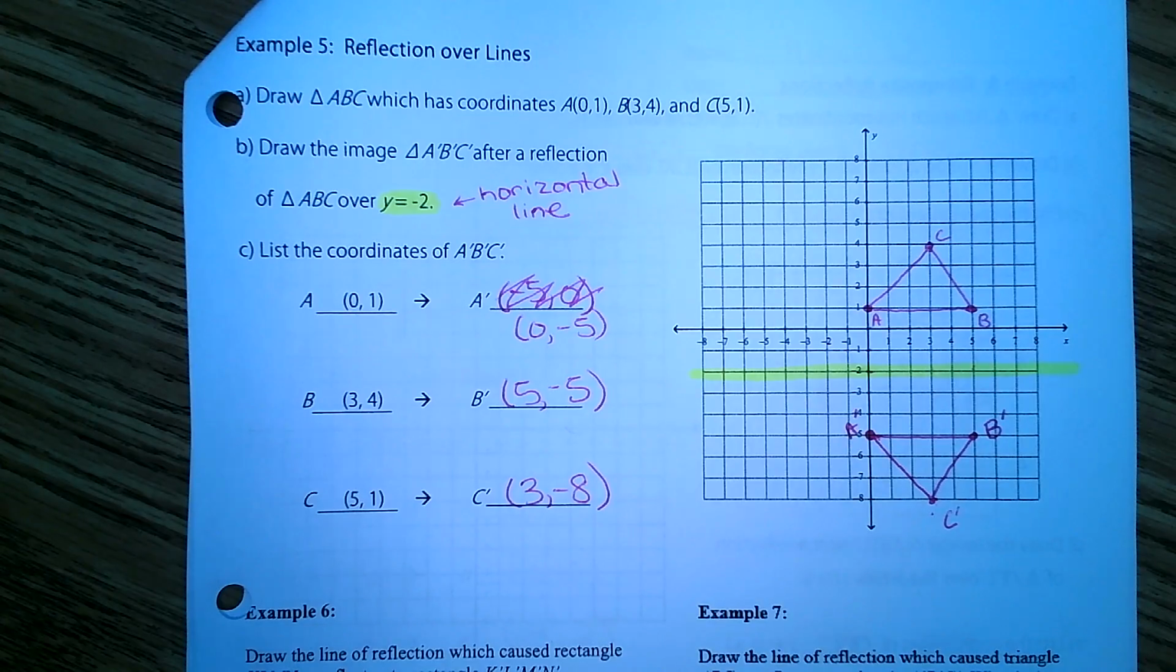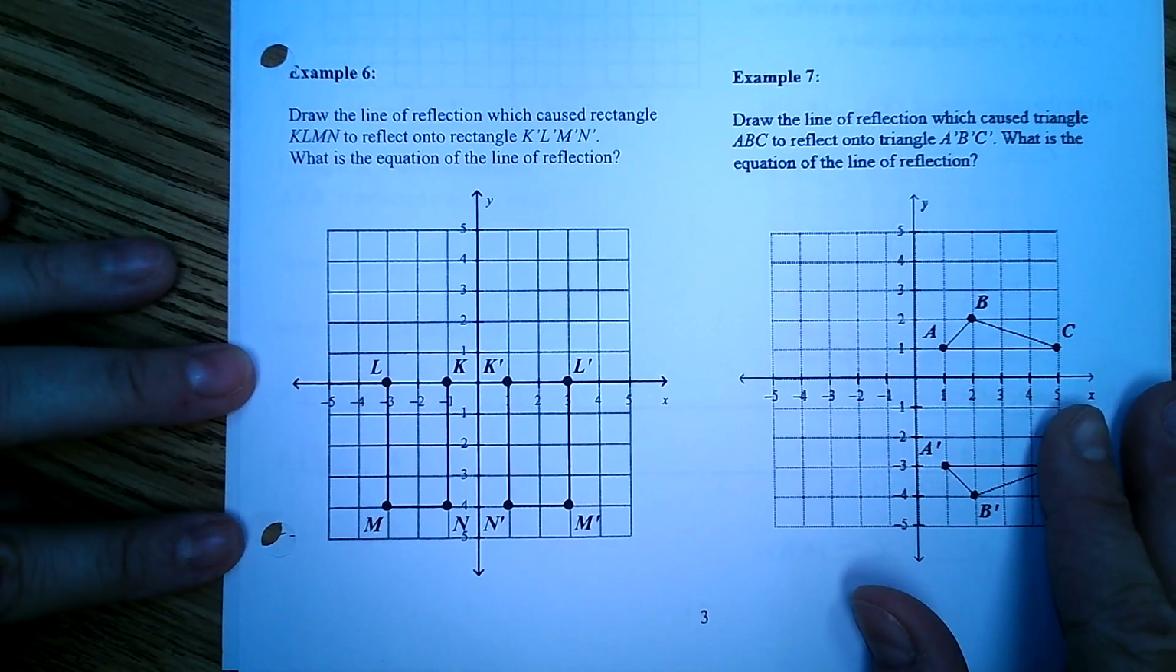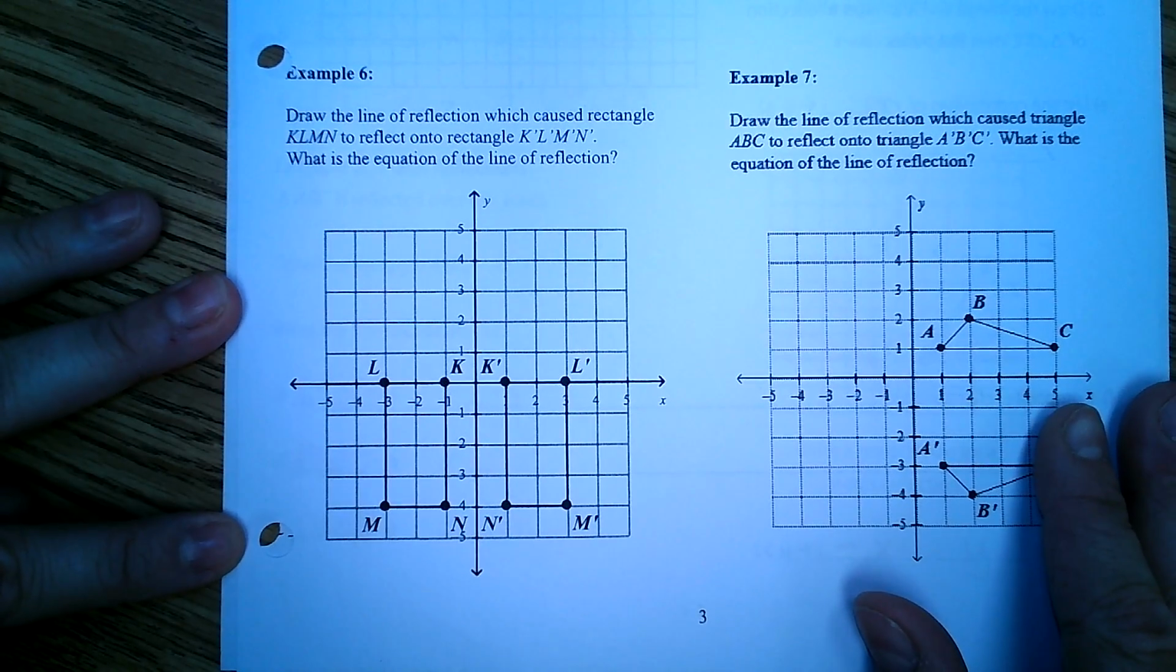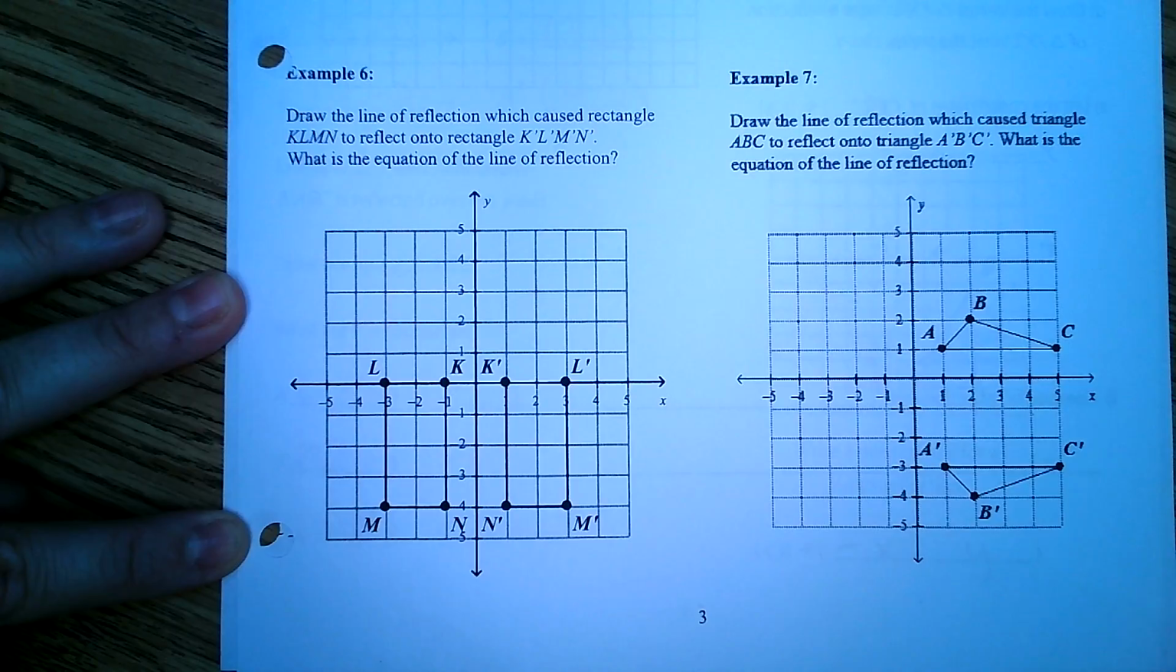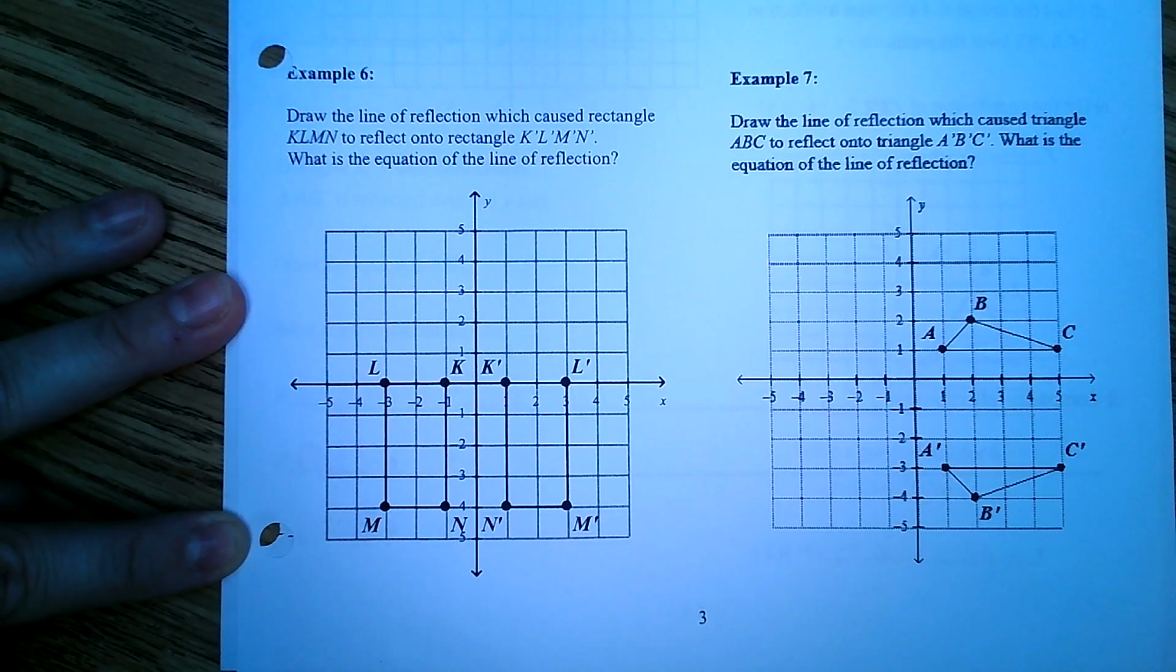In the next two examples, we're going to look at how to find the reflection. We're not going to do our own. So let's take a look. Example 6. It says, draw the line of reflection which causes rectangle KLMN to reflect onto the image of KLMN. What is the equation of that line of reflection?